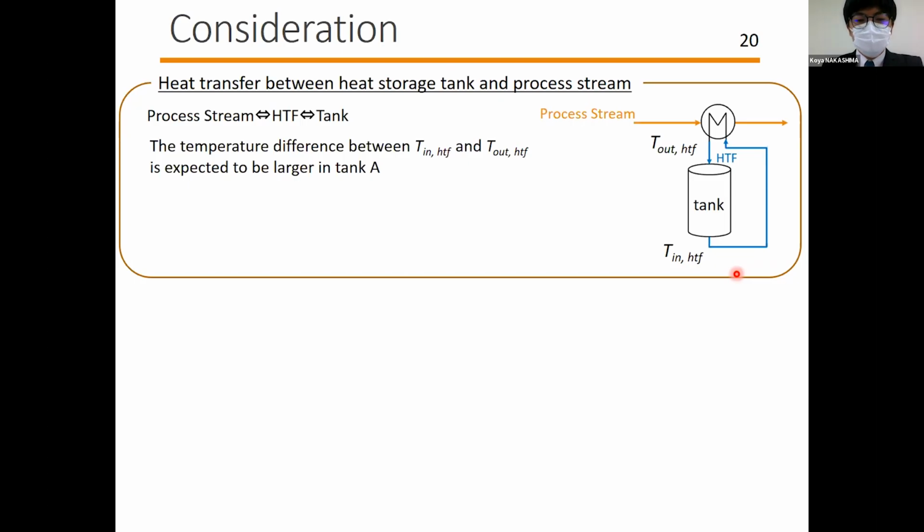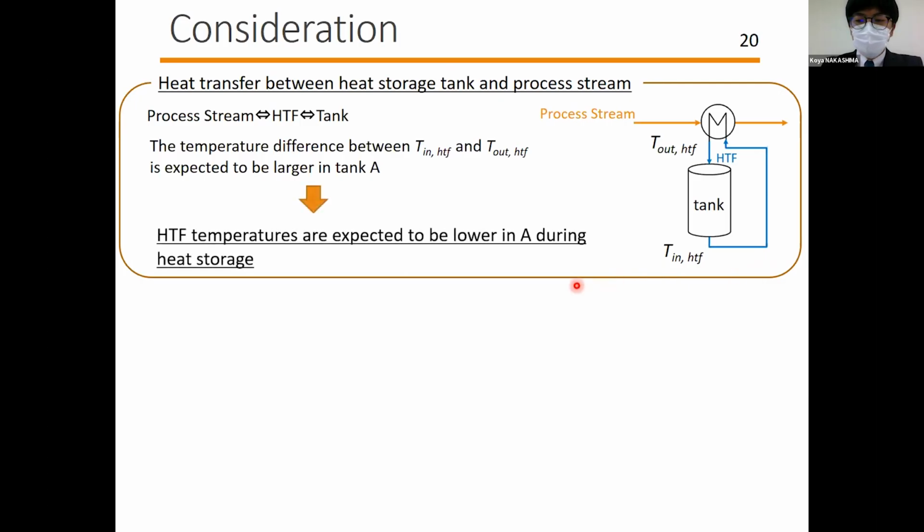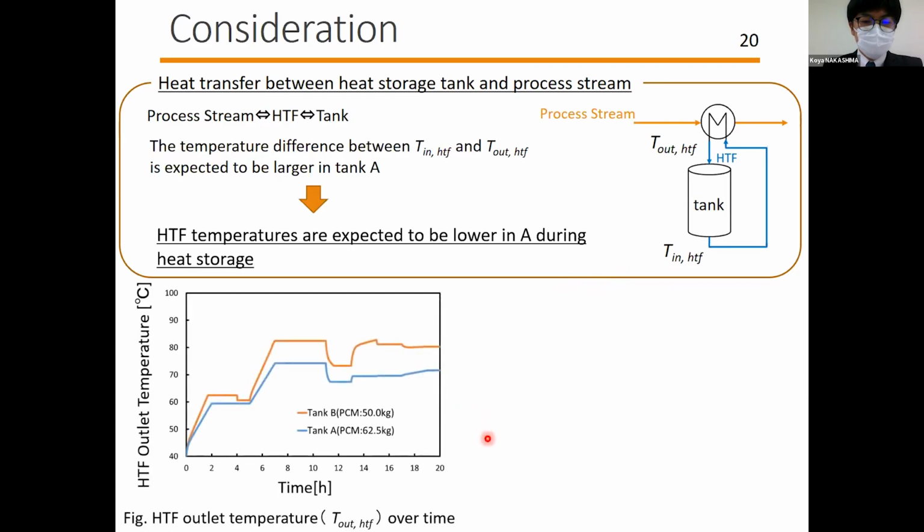In this case, since tank A contains more PCM than tank B, the temperature difference of heat transfer fluid between the inlet and outlet of the tank is expected to be larger in tank A. This figure shows the outlet temperature of heat transfer fluid over time and shows that heat transfer fluid temperature remains lower in tank A.